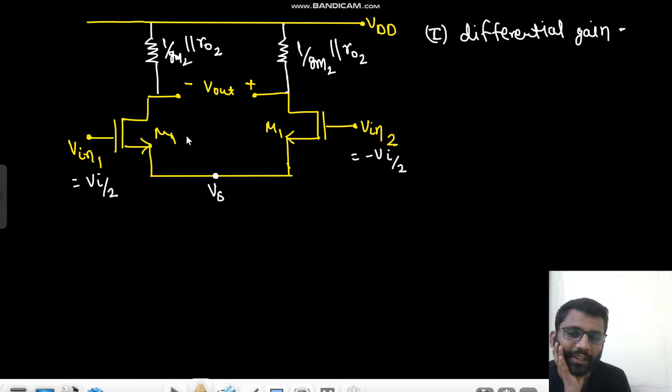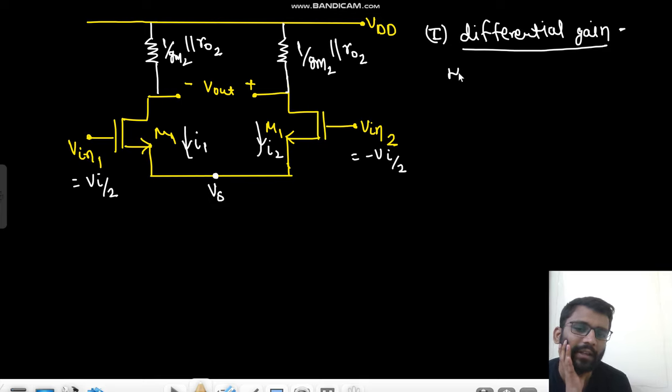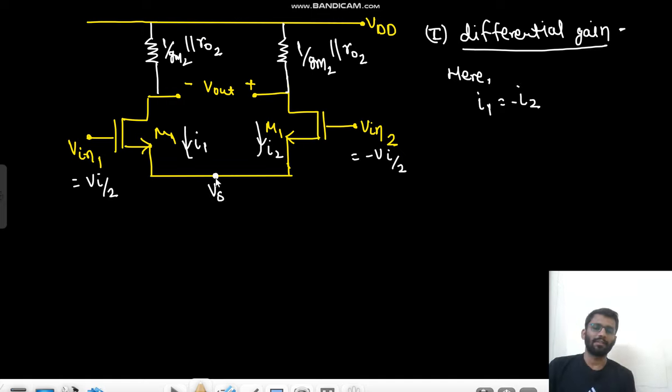What we can tell is that if there is this current I1 and there is this current I2, you can say I1 is equals to minus I2. First you are calculating differential again. Here you can say that I1 is equals to minus I2, right or not? Because this is an open node, so this current will flow here only. So I1 is equals to minus I2, that you can say, right?